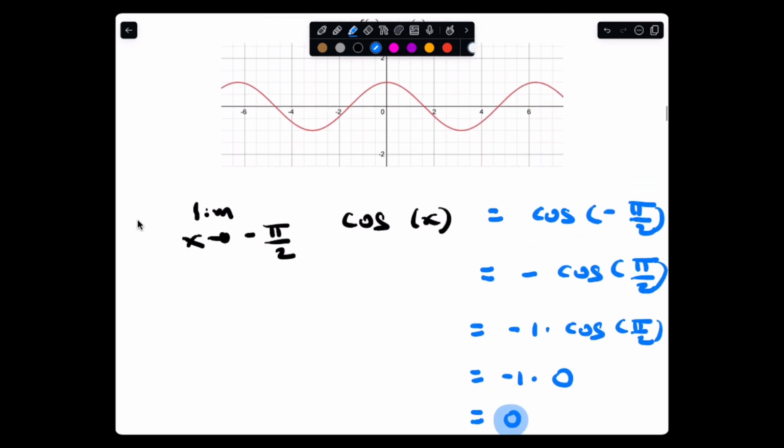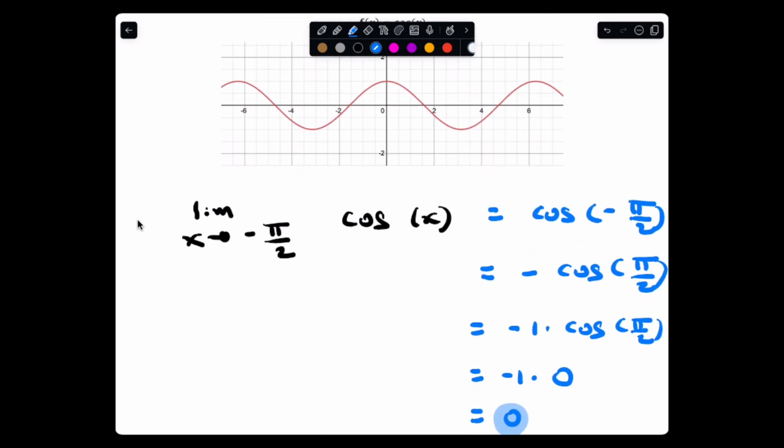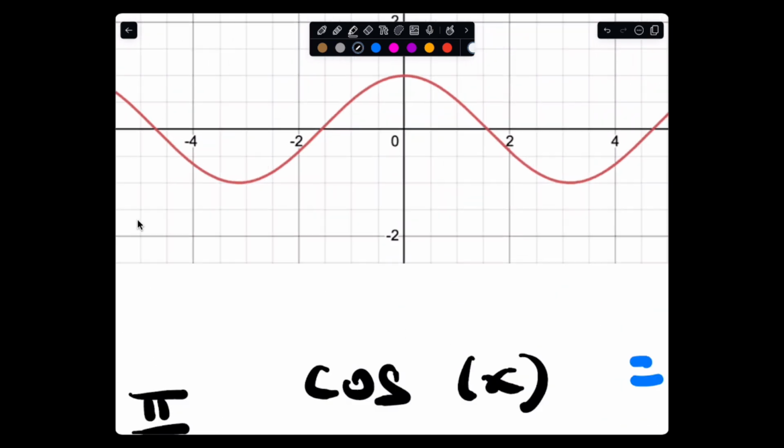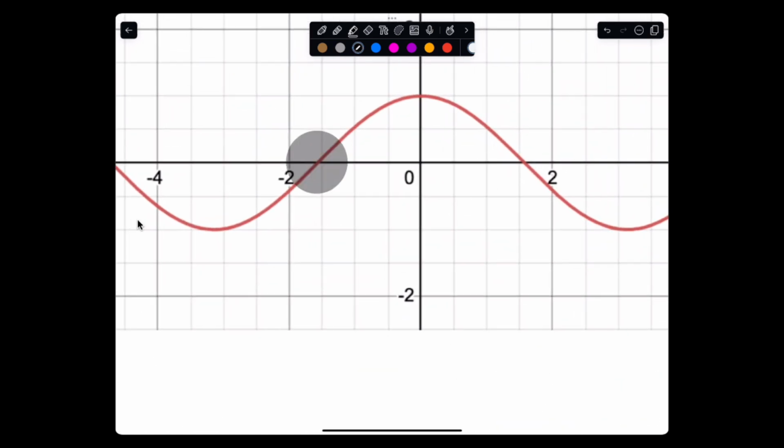So when I say to you guys there's a graphical approach, there's a geometric approach, if you guys didn't know, this is the location right in here, right? This is where that negative pi over 2 is.